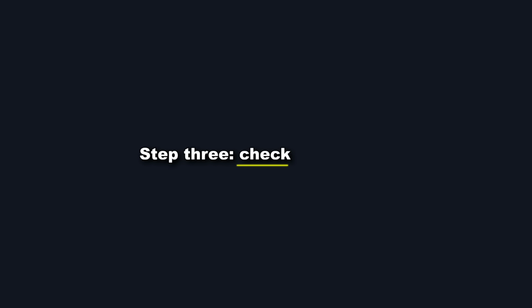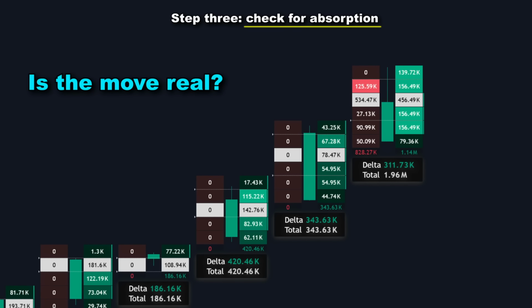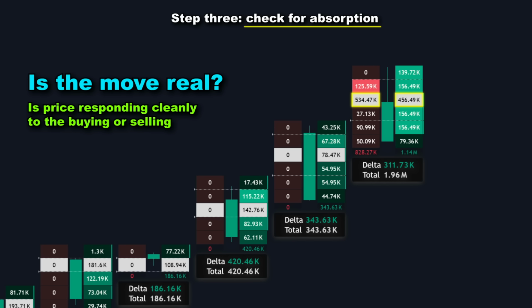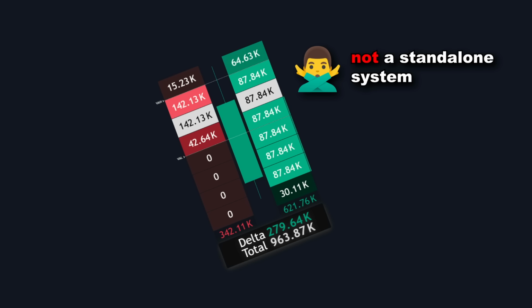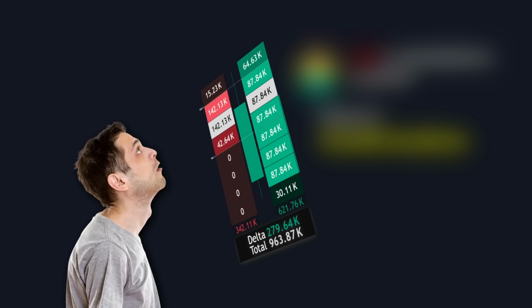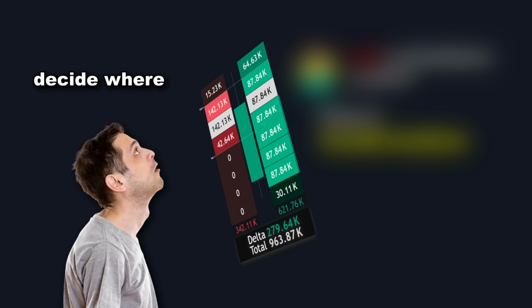Step 3. Check for absorption. Is the move real? Is price responding cleanly to the buying or selling, or is something eating it? Footprints are not a standalone system. They're confirmation. You don't open a footprint chart, stare at numbers, and decide where to trade.